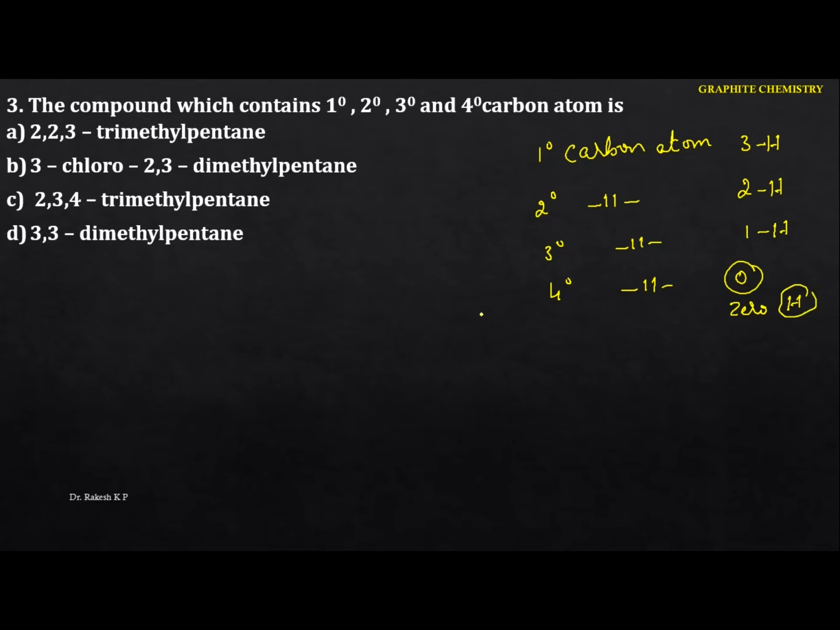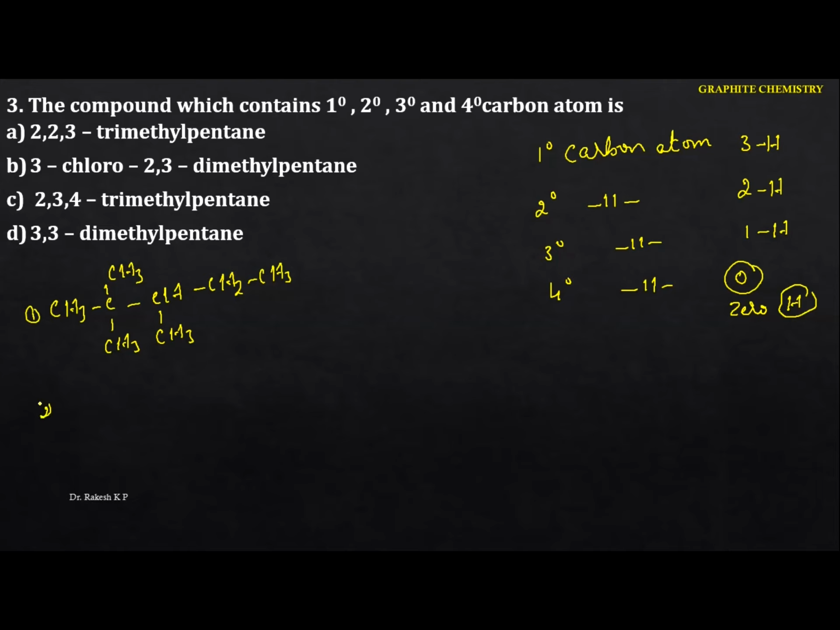Okay, just go to this one to identify. So 2,2,3-trimethylpentane. Let me write the structure here. So the 2,2,3. See this one, CH3. In the second position we have CH3. Again here also I am going to write CH3. Here it is CH, CH3, CH2, CH. This is the structure for the first one.